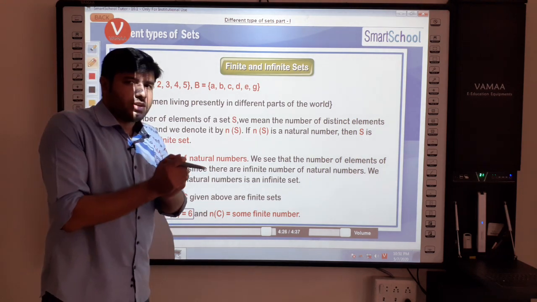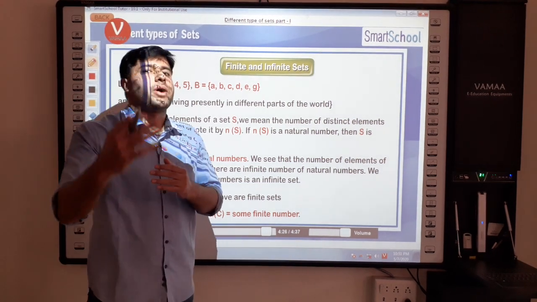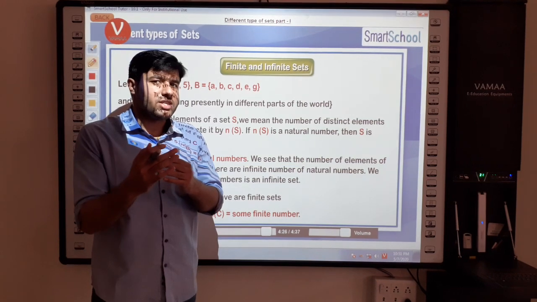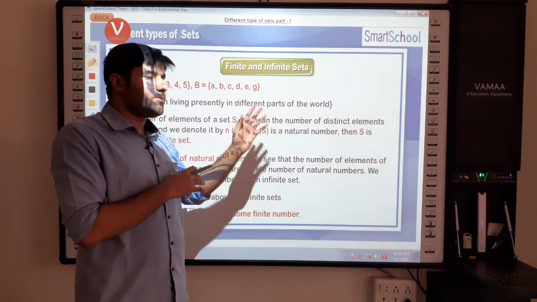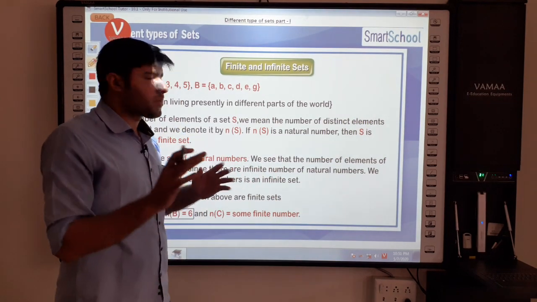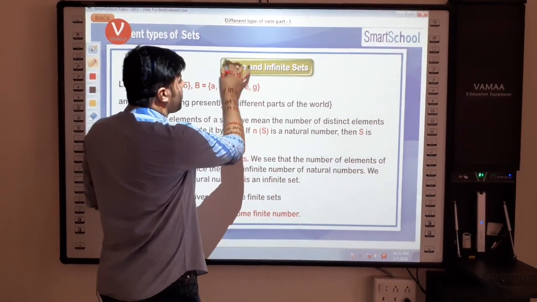So students, here we have to study the next kind of set. The first kind that we have studied is named the empty set. Now the next kind is named the finite set.